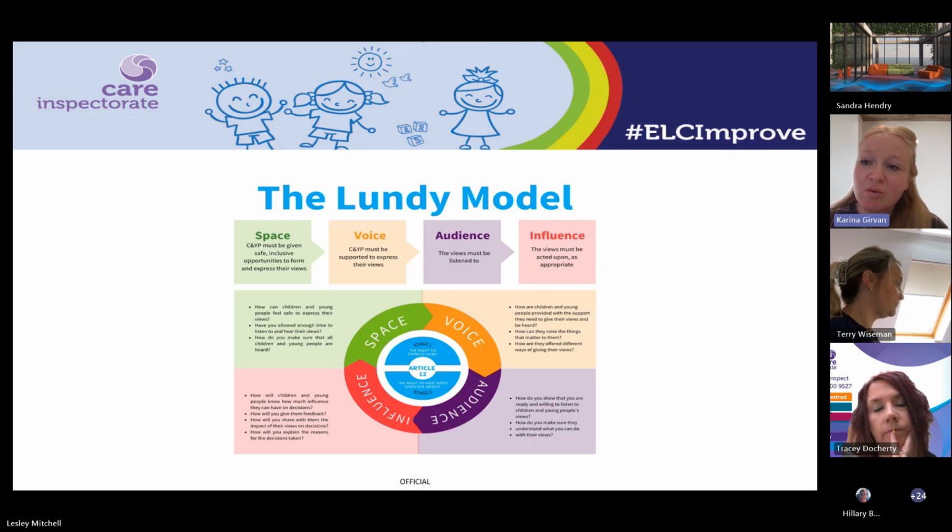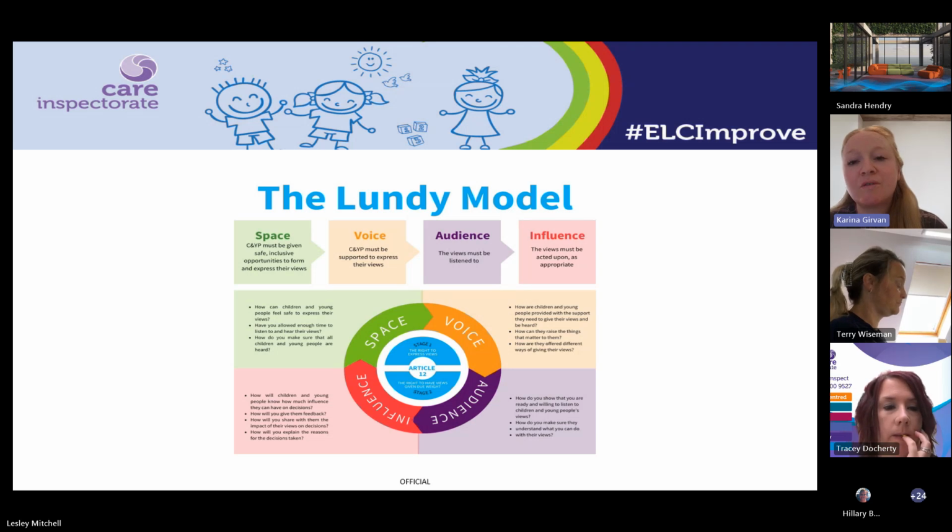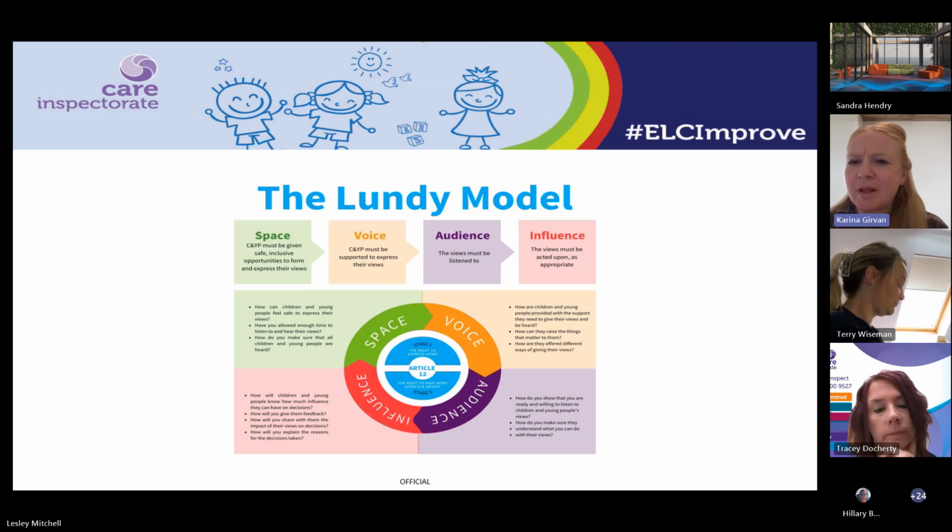So this model will help to support you within your practice, and using those reflective questions and your self-evaluation will help you and your staff team identify where we are not going so well and what we need to get better at. So have a wee look at it if you've not seen it. It really is a good model.